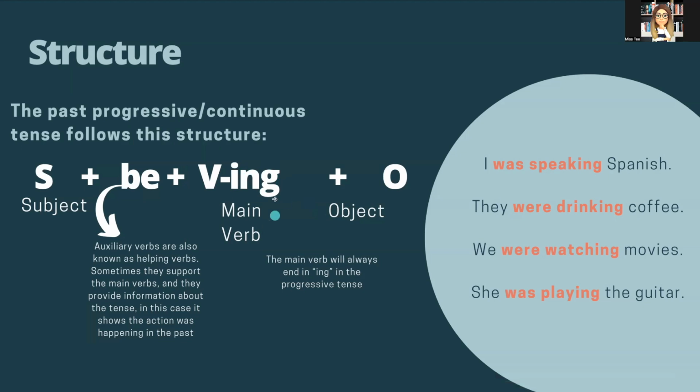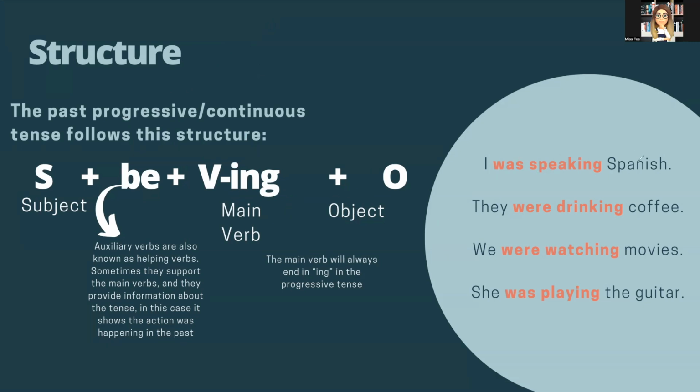Then we have the main verb that tells us more about the action itself that is happening, and it always has ing on it, and the ing is what shows us it's continuous. At the end here, we have the object of the sentence. So here are some examples if we break it down.